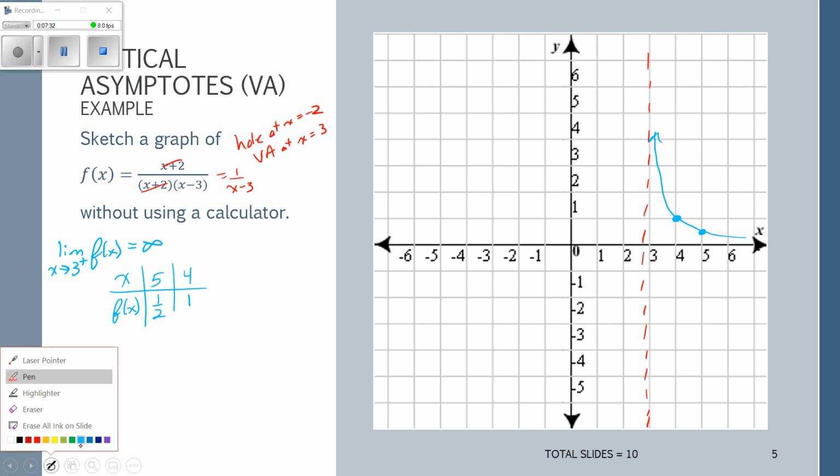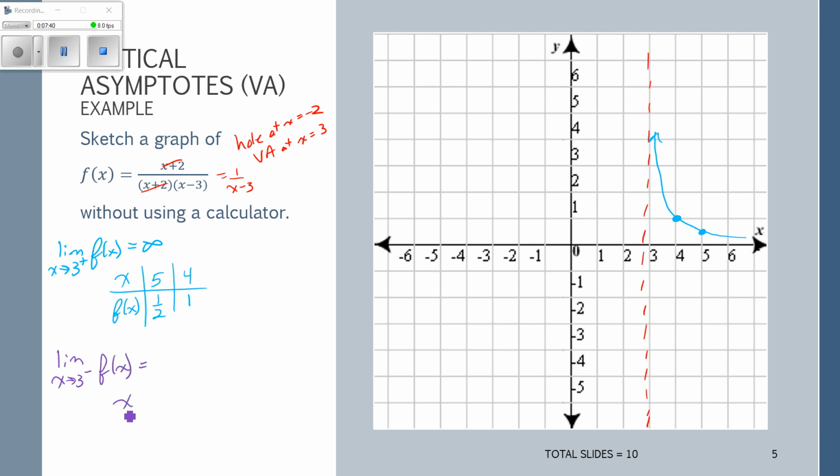If I then approach from the left-hand side, I'm going to take the same approach, just from the left. And again, I'm just going to pick a couple of numbers coming closer from the left. So I'm going to use 1 and 2. And using the simplified version of the function to make the math easier, if I plug in 1, that's -1/2. If I plug in 2, that's -1. And I can see now that as I get closer from the left-hand side, my y's are going down. So this limit is going to be negative infinity.